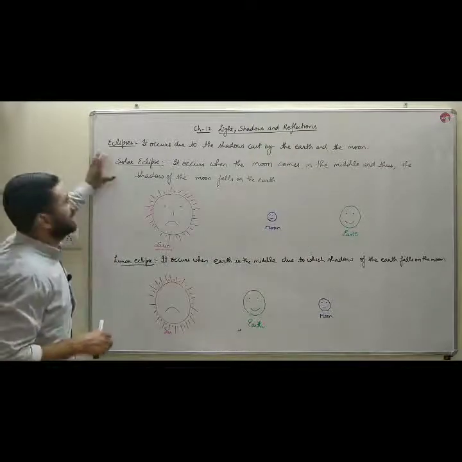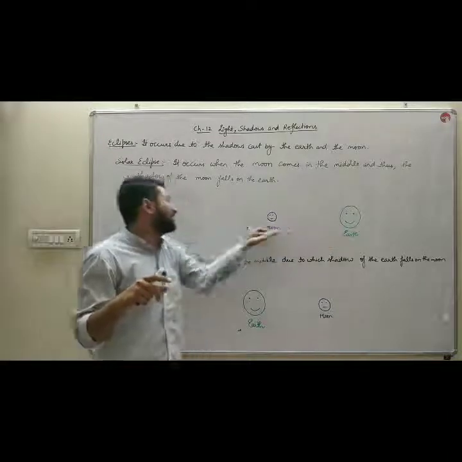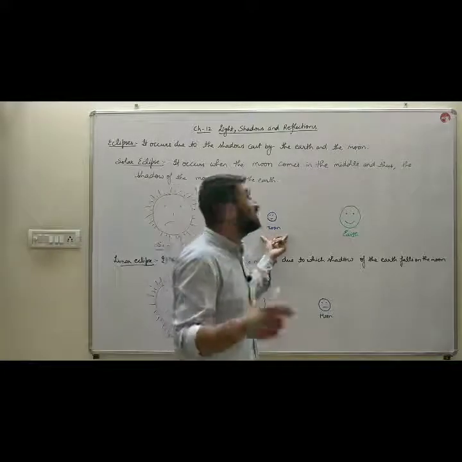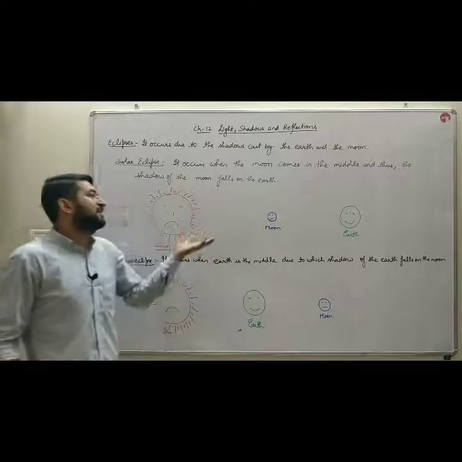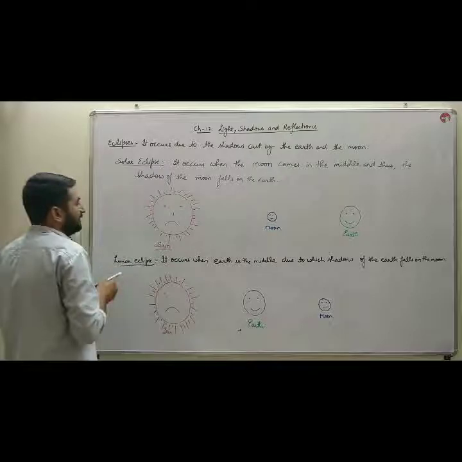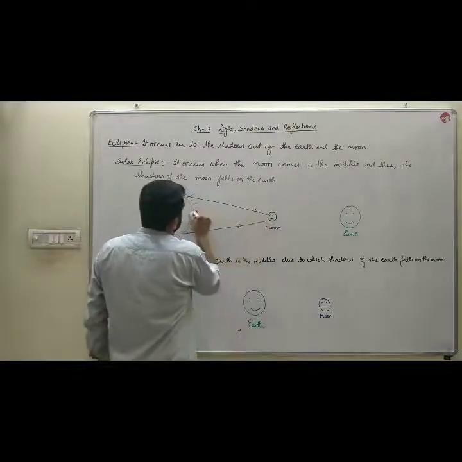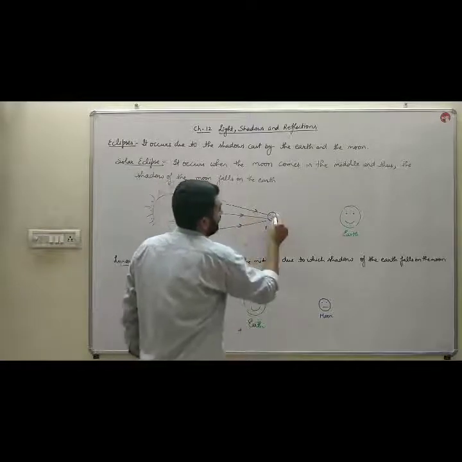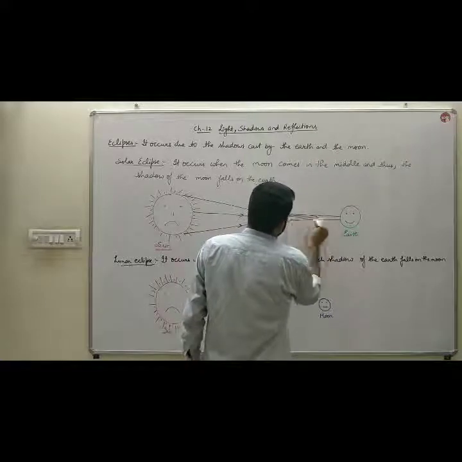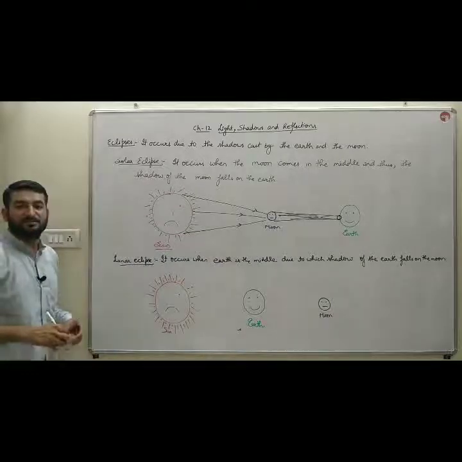So first we'll discuss solar eclipse. It occurs when the sun, moon and the earth come in a straight line to each other, and the moon comes in between the earth and the sun. Moon comes in between the sun and the earth. This case is known as solar eclipse. What happens in this case? The light which is coming from the sun is stopped by the moon. So due to this, it will cast its shadow on this part of the earth, and in this part of the earth, the solar eclipse is visible.